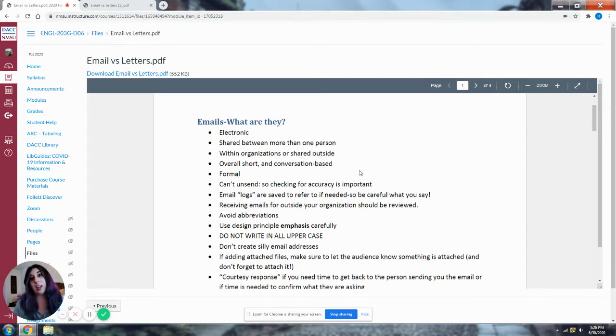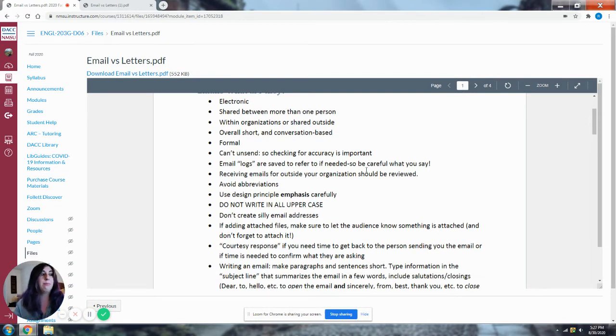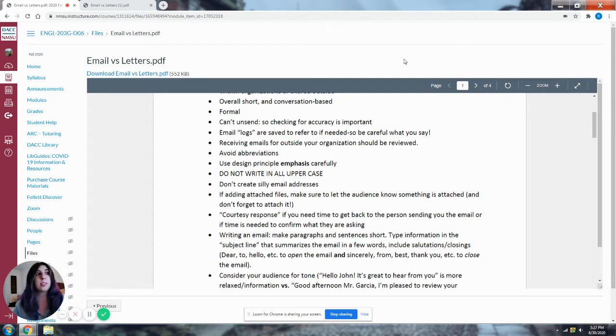Receiving emails from outside your organization should always be reviewed. Don't click on links. Don't download files unless you know the sender. Sometimes, I know especially with schools and universities in general, a lot of outside email addresses won't even go to your inbox. They go to junk or the other files, because if it's from outside the organization, it could be spam, so you have to be careful. But if you ever receive an email from outside your organization, always verify and make sure you know who it is or that it's a credible email address.